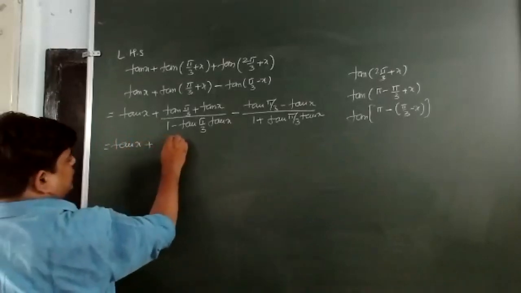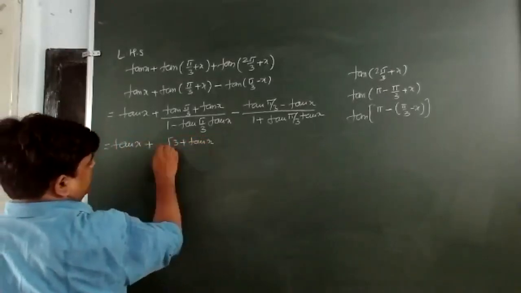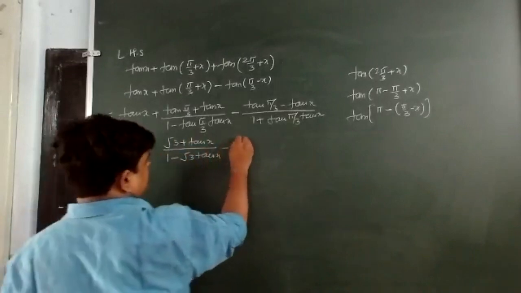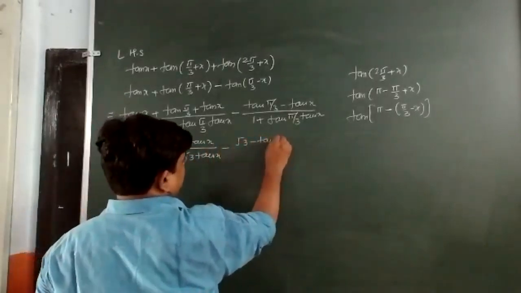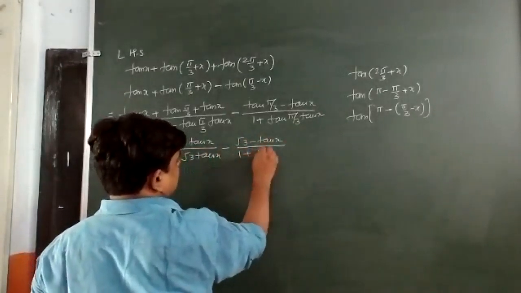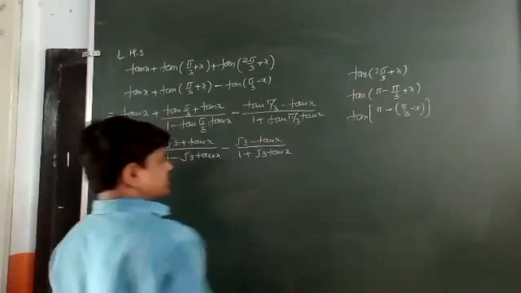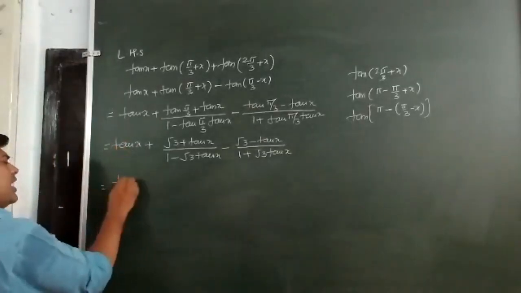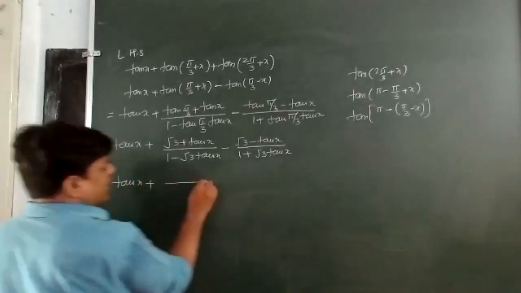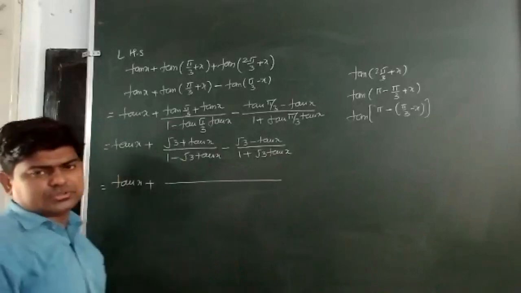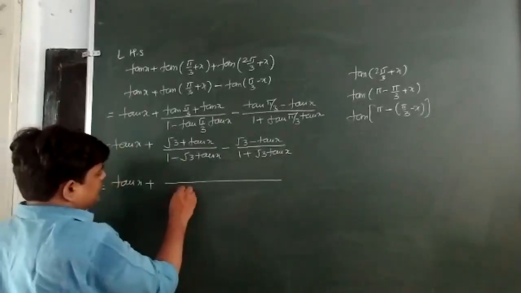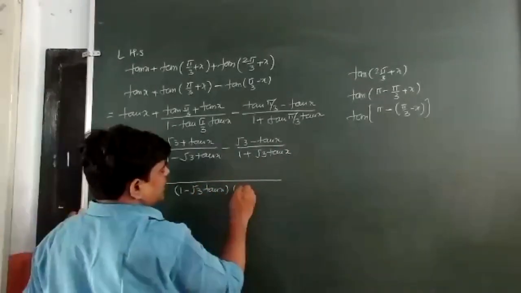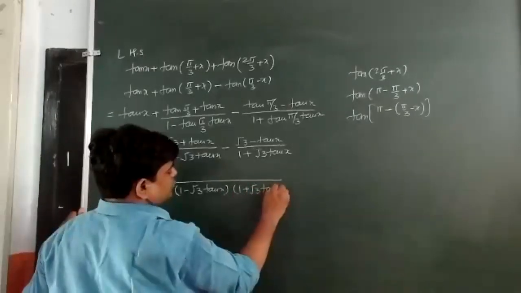Tan x, it is (root 3 plus tan x) whole upon (1 minus root 3 into tan x), minus (root 3 minus tan x) whole upon (1 plus root 3 into tan x). Now, I have not done anything with the first term. I am just keeping it like that only. Here if I take LCM, it will be 1 minus root 3 tan x into 1 plus root 3 tan x.